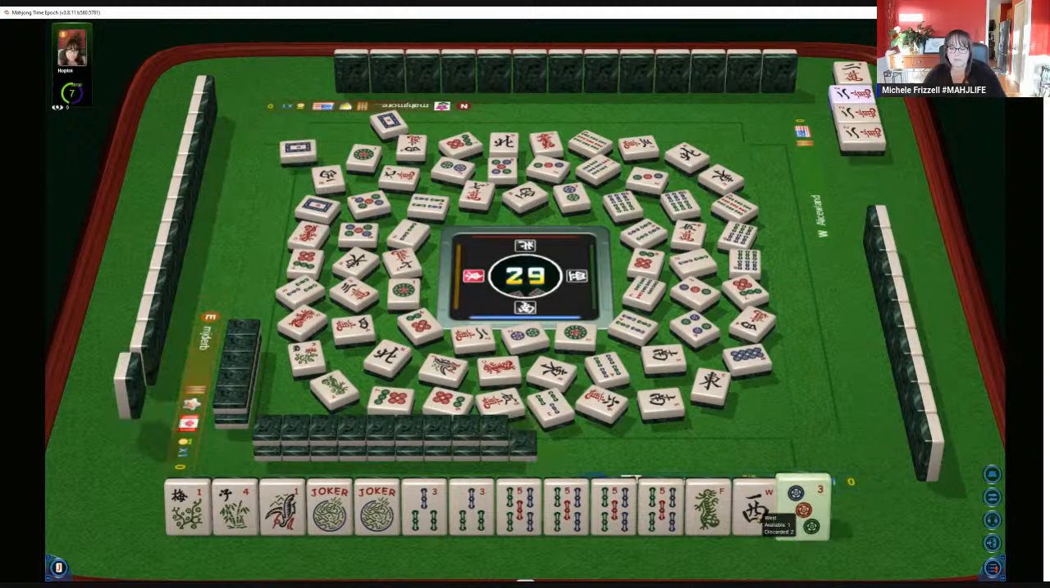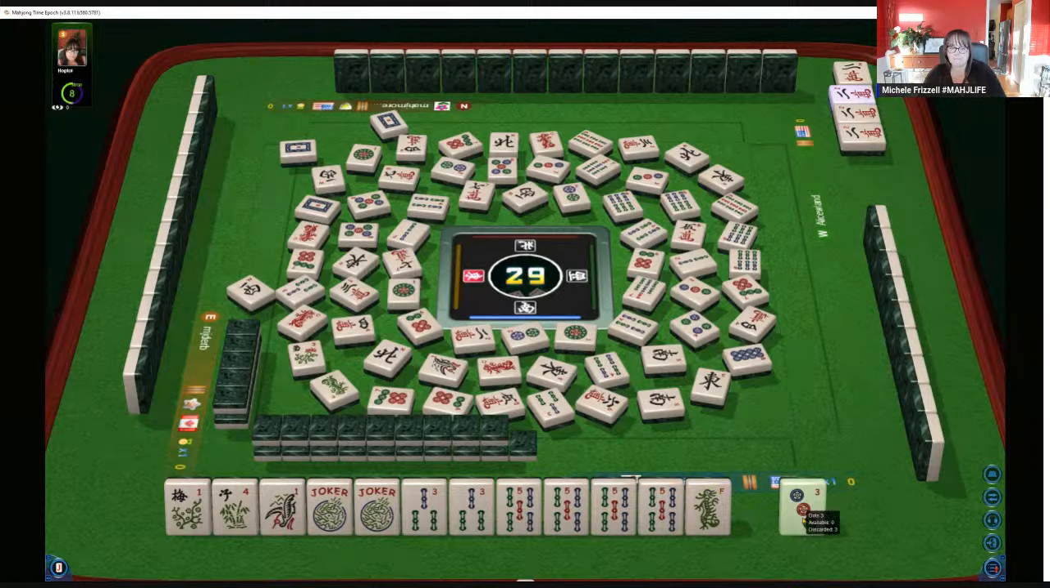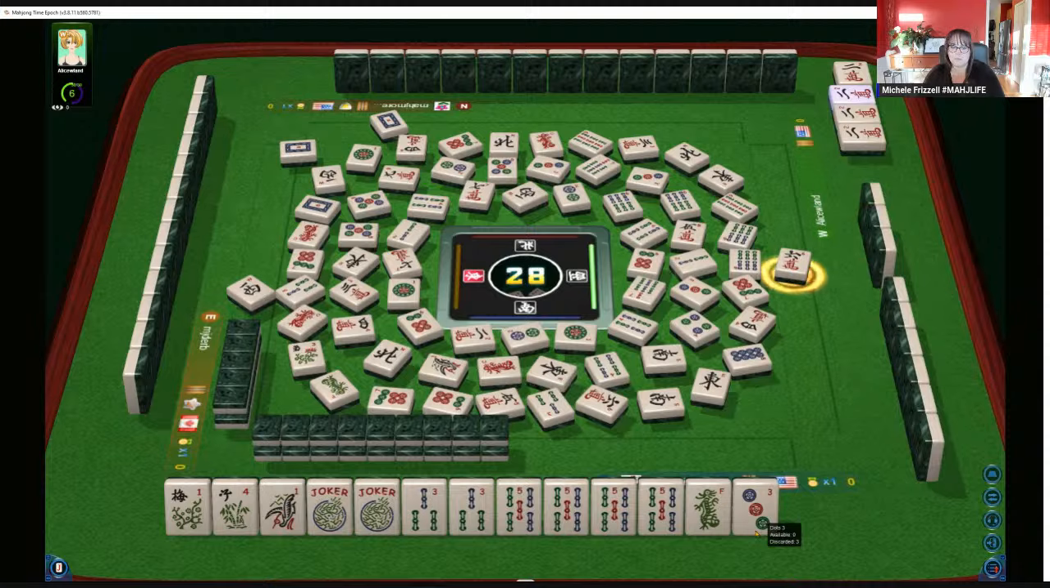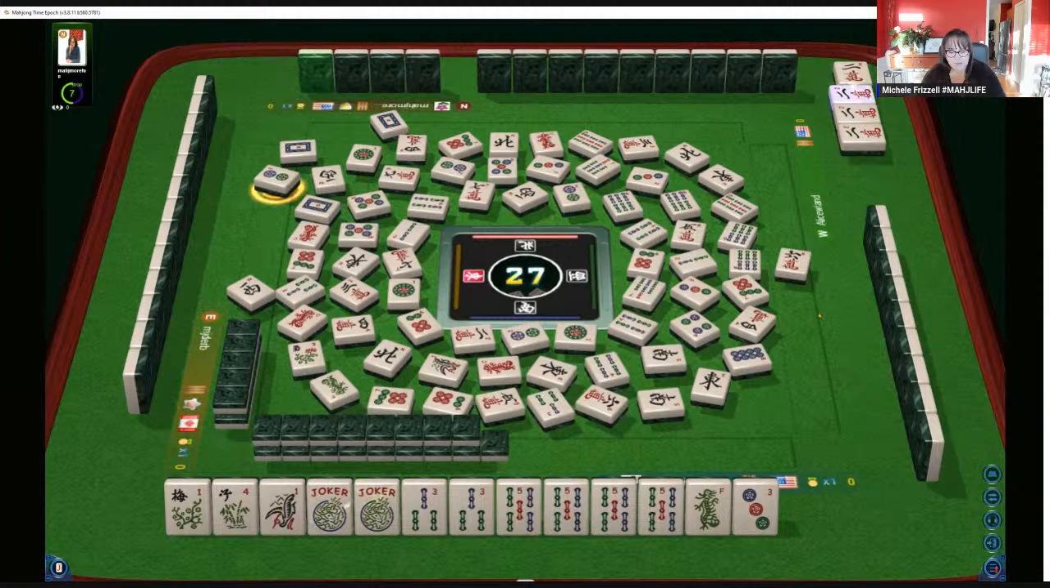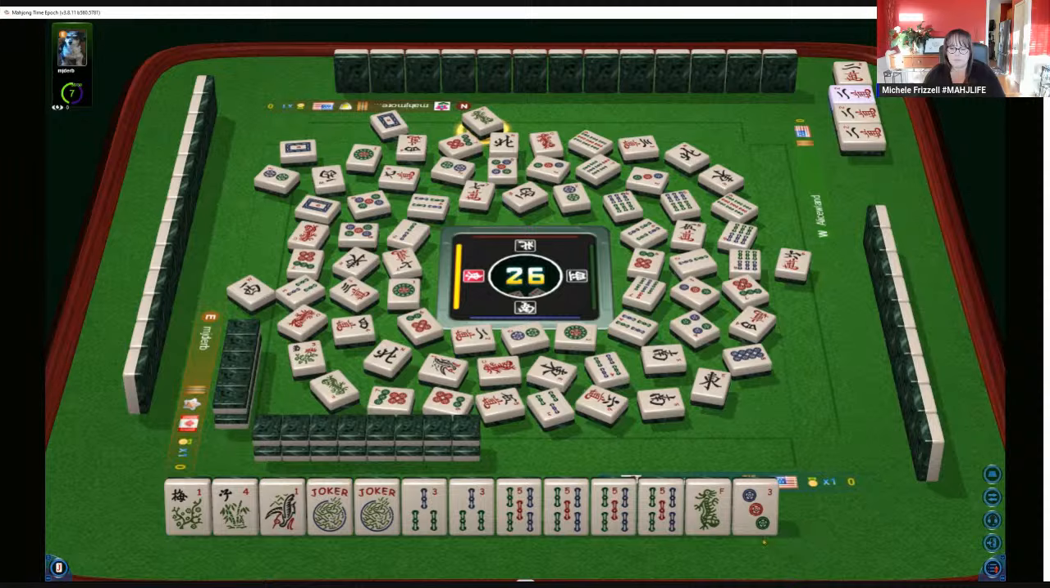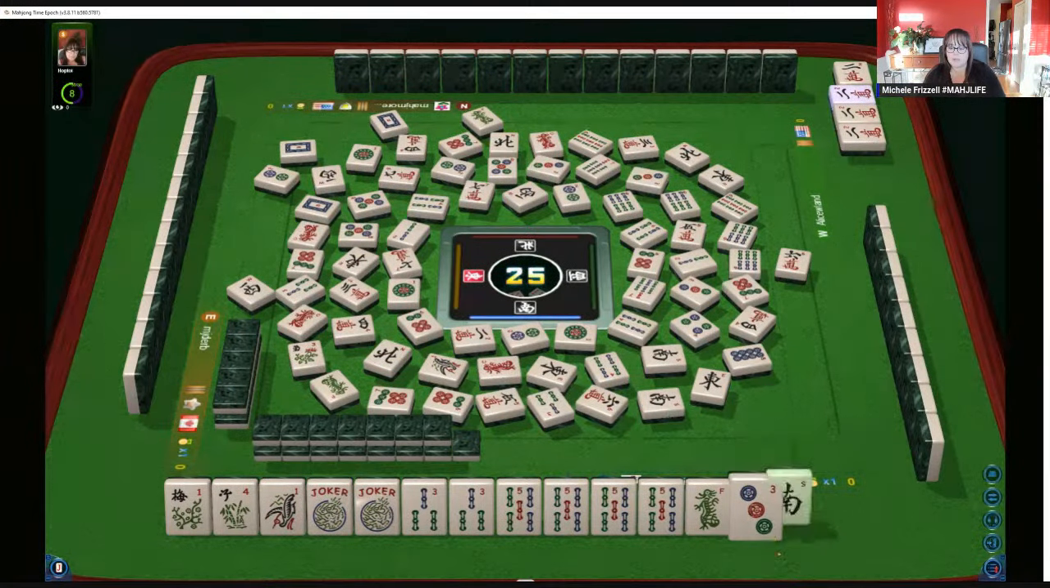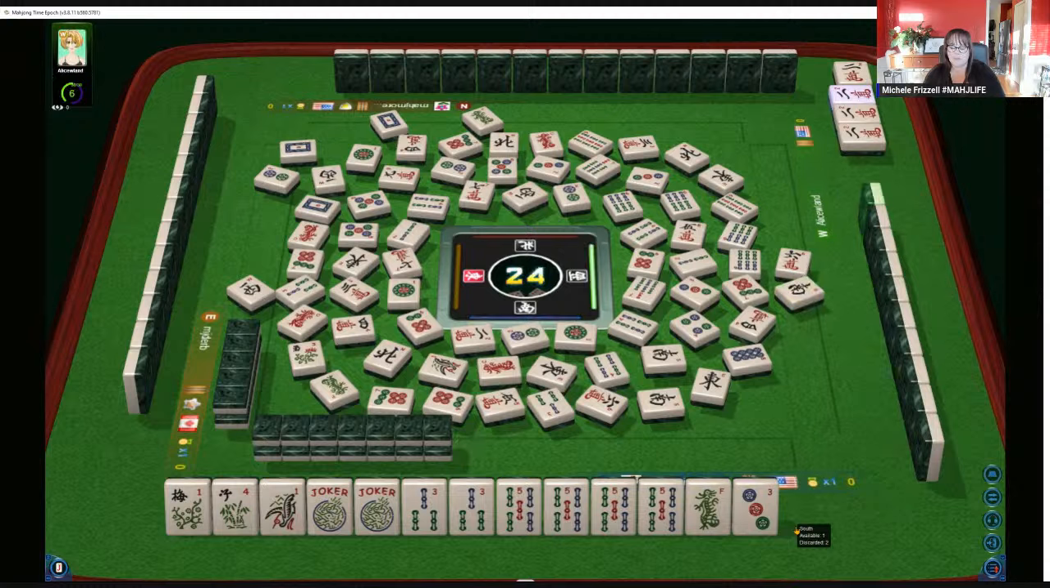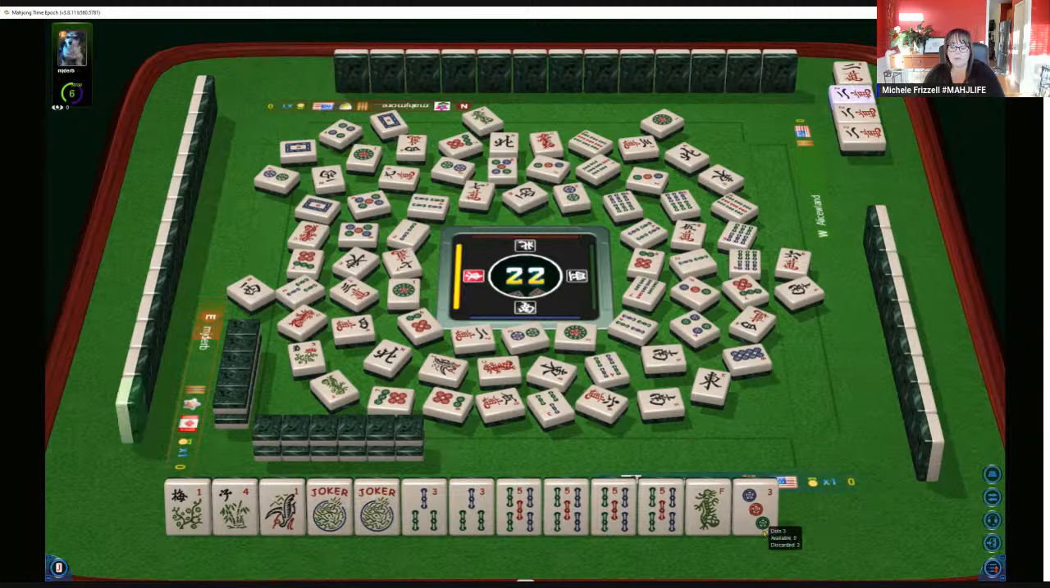White dragon. West wind. There are three dots out. Six characters. Somebody could still be holding dragons. With a Kong of two cracks, it's not going to be the player on the right. Green dragon. That's the second one. South wind. There's only one more green dragon. One dot. Four dots. We need that dragon or the one bam.